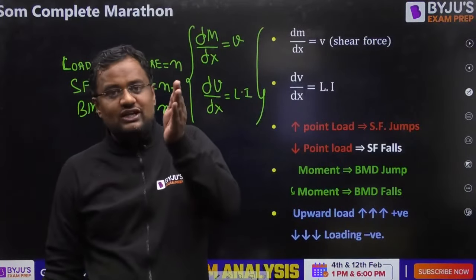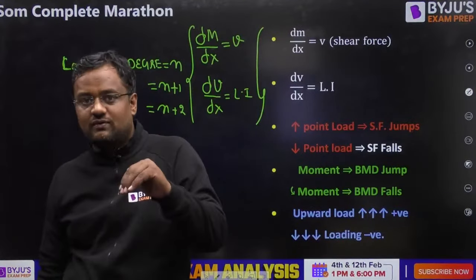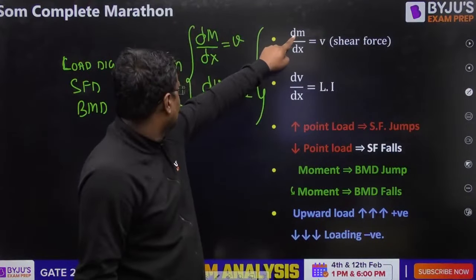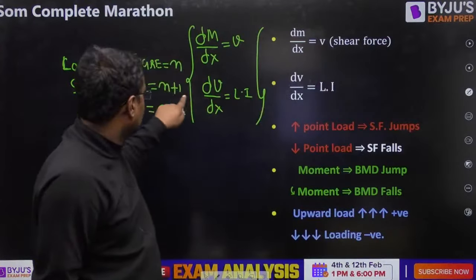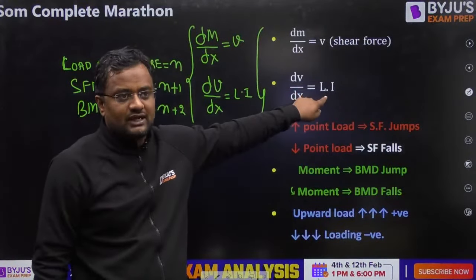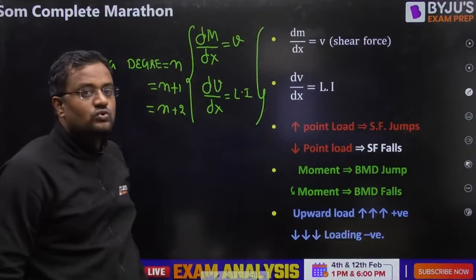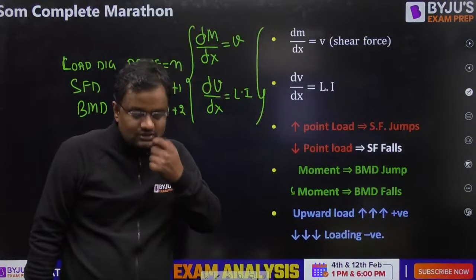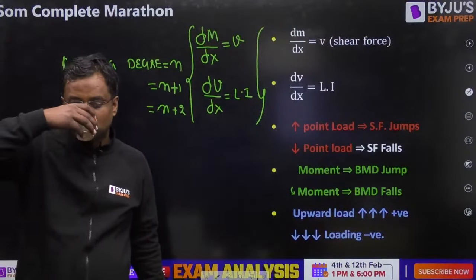4x³, 4 into x to the power 3. Differentiation gives 12x². The degree is further reduced by 1. So if this degree is n plus 3, then the degree will be 1 less, n plus 2. If this is n plus 1, then after differentiation the degree is reduced by 1, it will be n. So after differentiation, degree is reduced by 1. Got it?